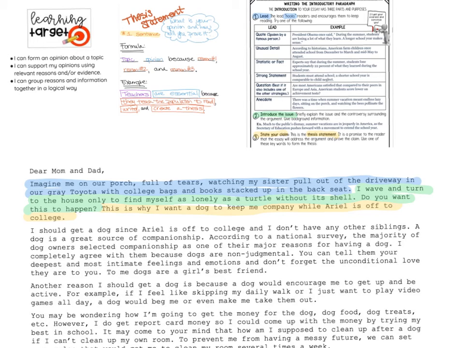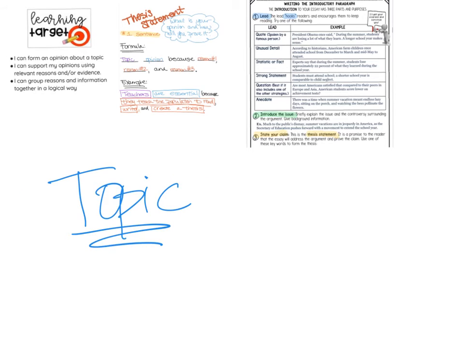Today for your exit card, you will need to be able to tell me the 3 parts of an introductory paragraph and some examples of the hook. The last part of your exit card today will be to come up with the topic that you will write your 5-paragraph opinion essay on. Now, please remember, this is not the opinion. This is not your reasons. This is just the topic.